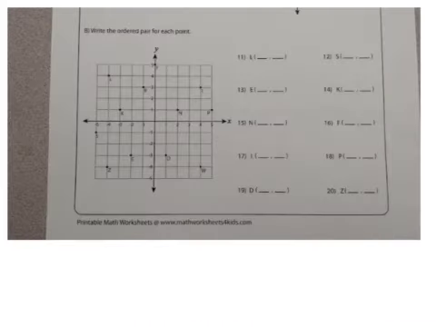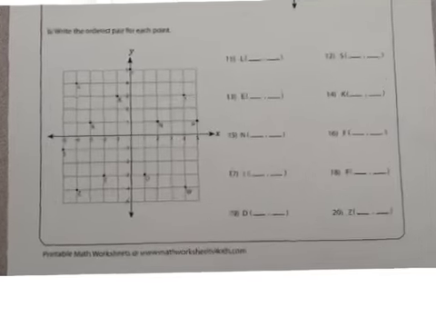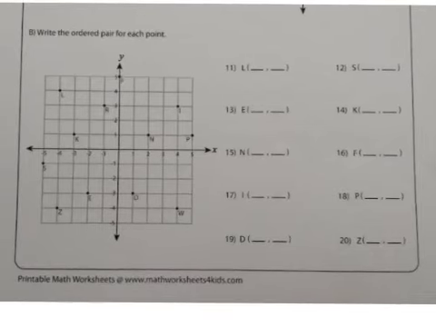Alright, so on this part B, we want you to write the ordered pair for each point. So I'm going to give you the letter that I want you to use. So for number 11, you're looking for letter L, which is over here. Then we want you to write the ordered pair for that.